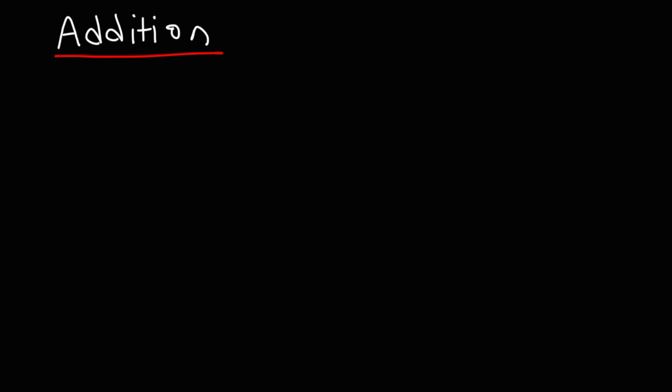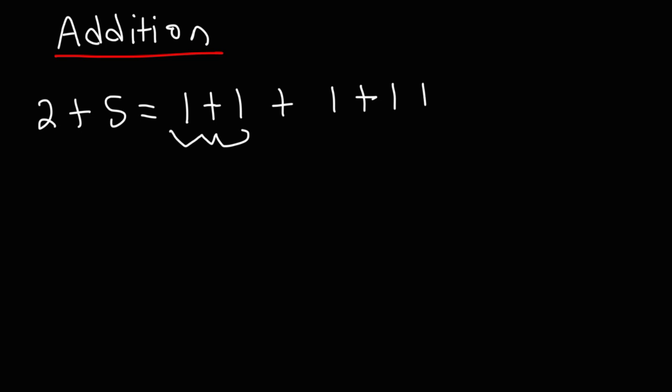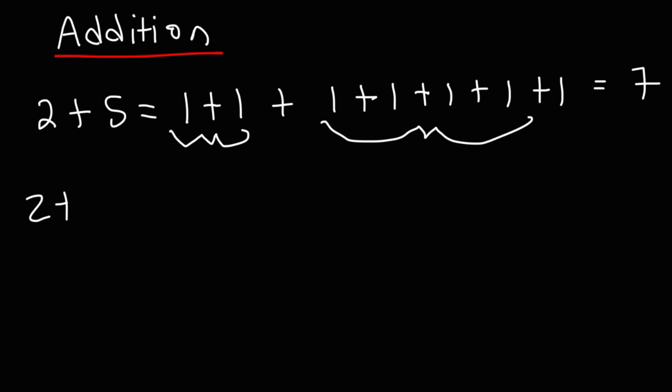So let's say if we want to add two numbers, 2 plus 5. 2 is basically adding 1 twice, and 5 is equivalent to adding 1 5 times. When you combine these two expressions, you get a total of 7, or 7 ones. 2 plus 5 is equal to 7, and if we reverse the order, 5 plus 2 is also equal to 7. So notice that for addition, the order doesn't matter.